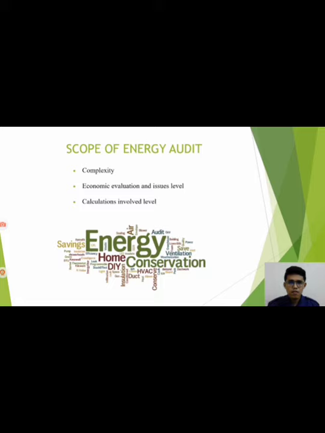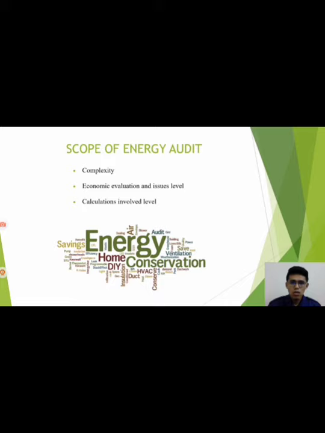Now for the scope of energy audit in this case study. The energy auditing process can be achieved under several scopes. There are 3 scopes that are available. One is the complexity, number 2 is the economic evaluation and issues level, and number 3 is the calculation involved level. For the complexity, to conduct the lighting audit, the basic lighting information is required, such as the number of lights utilized, the locations, and also the operation time.